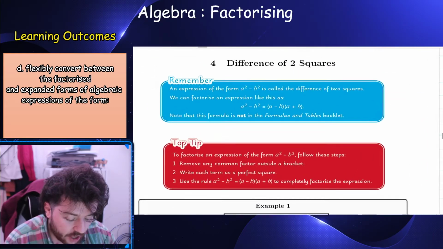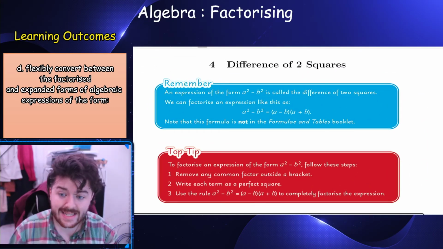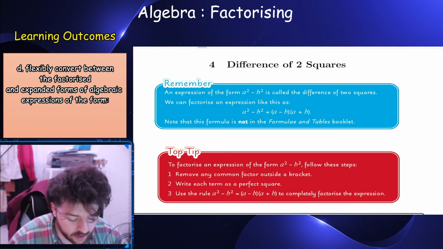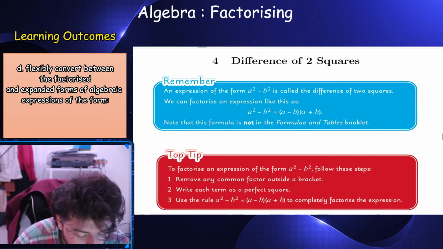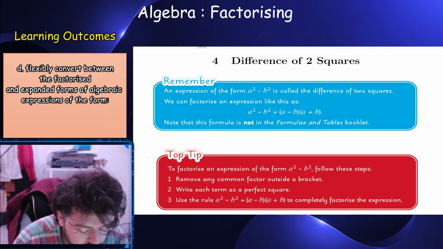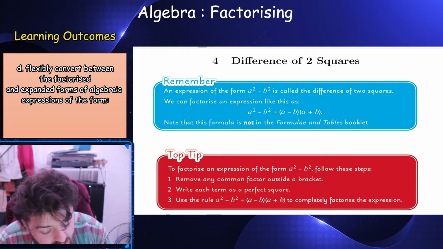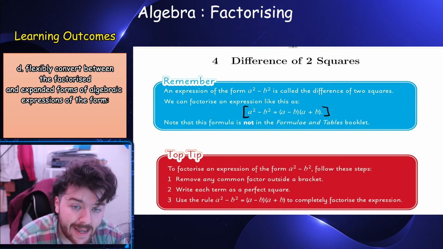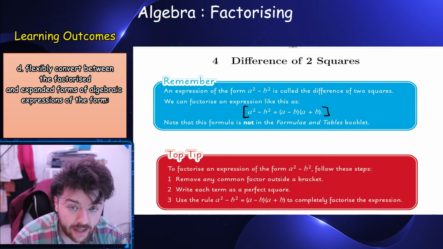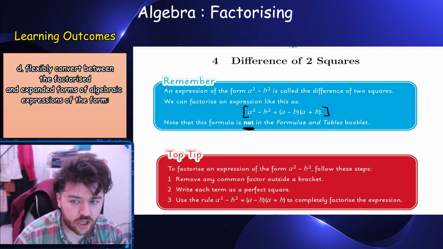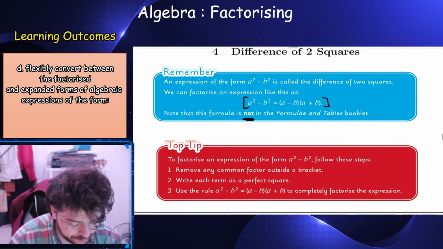Okay, a third factorizing method we have here is difference of two squares. So, an expression in the form a squared minus b squared is called difference of two squares. We can factorize an expression like this. So this is a key formula, yeah? A squared minus b squared equals a minus b times a plus b. Note that this formula is not in your formula and tables book.